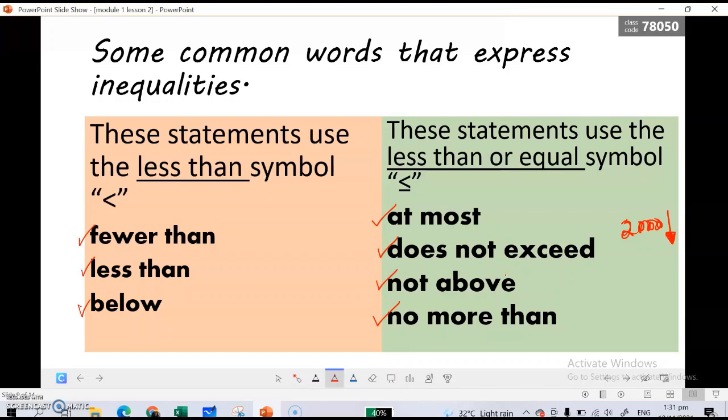Yung mga palaruan minsan sa mga SM, 'di ba? May mga trampoline, may mga ano sila doon, mga age restriction. Syempre, pag sobrang tanda mo na, hindi ka na pwedeng pumasok doon. So, minsan sinasabi nila, not above 8 years old. So, 8 pababa ang pwedeng maglaro.